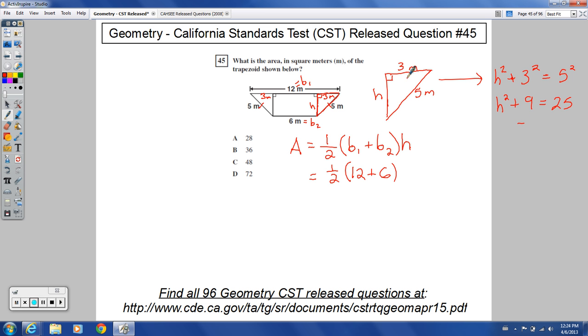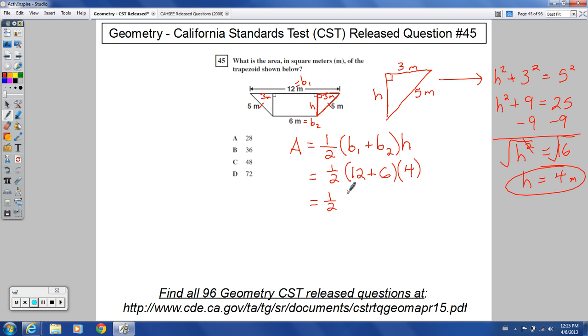You may recognize this Pythagorean triple right now without even doing any work, but in case you didn't see that, take the square root of 16, a 3, 4, 5 triangle, then this work would have been necessary. But if you notice that, you wouldn't necessarily have had to have done that work on a benchmark or a CST. So this is the height. We're plugging that in for h right here.